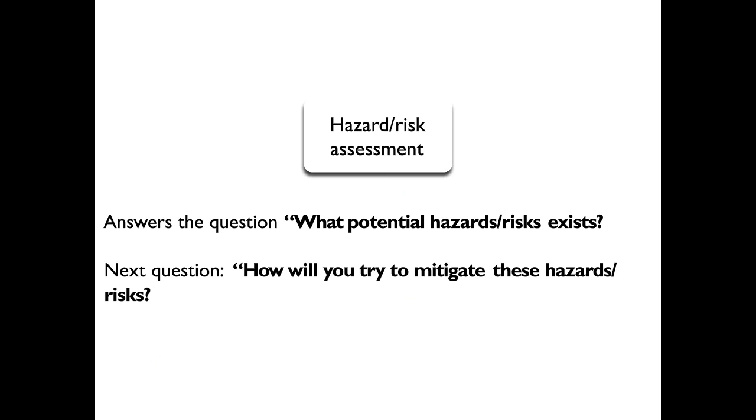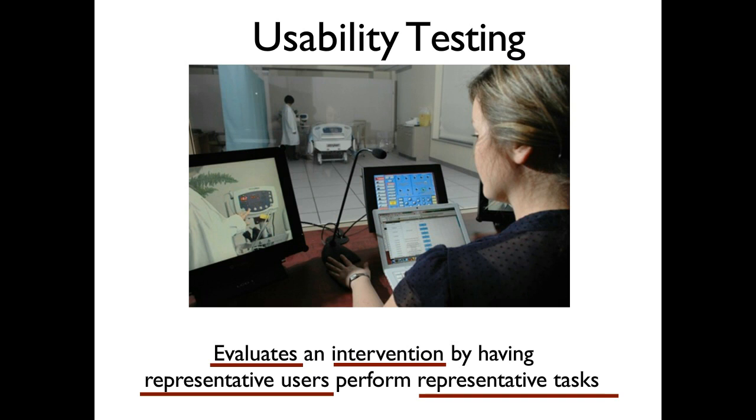The next question is, how will we try to mitigate these hazards and risks? And how we do this is through formative evaluation. Now, we use what we call usability testing, and usability testing is an evaluation of an intervention. And here I want to specify that an intervention could be a technology, but it could also be a checklist, it could be a training, it doesn't necessarily have to be equipment per se.